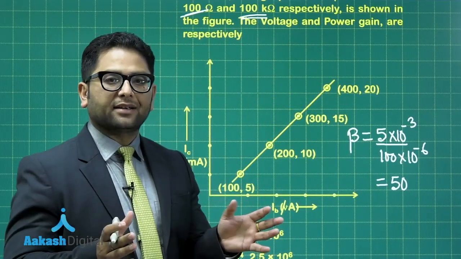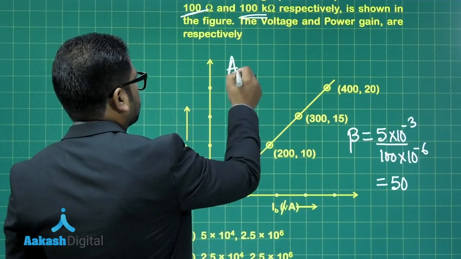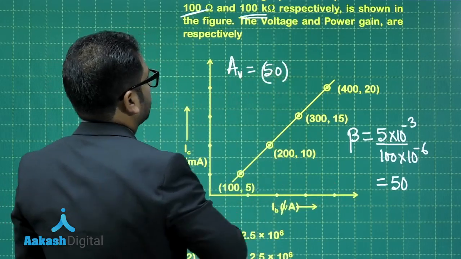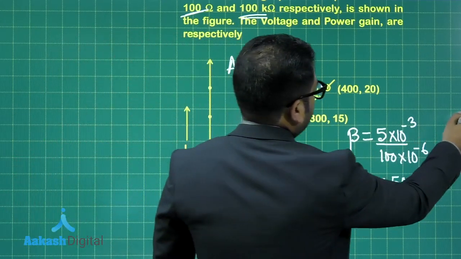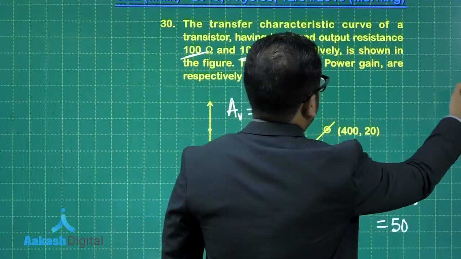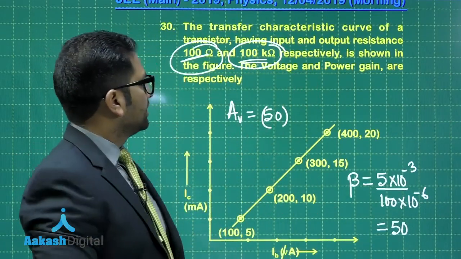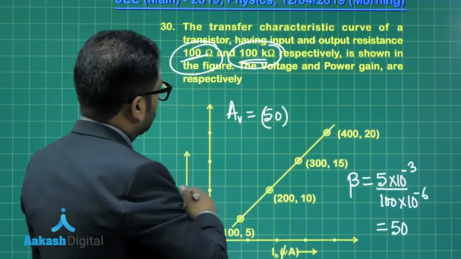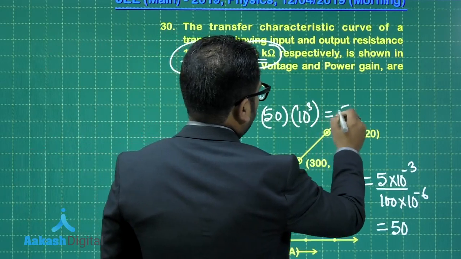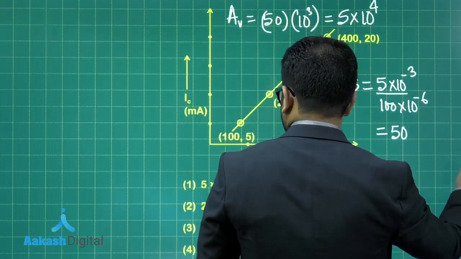Once I know the current gain, I would like to calculate the voltage gain. And if I represent it by A sub V, that's current gain 50 multiplied by the resistance gain. And the resistance gain, if you see, is simply output resistance divided by the input one. And here is 100 kilo ohm divided by 100. So quite obviously, the ratio is going to be 1000. That's 10 raised to the power 3. In other words, that will be 5 into 10 raised to the power 4. That's the voltage gain. The first part has been solved.